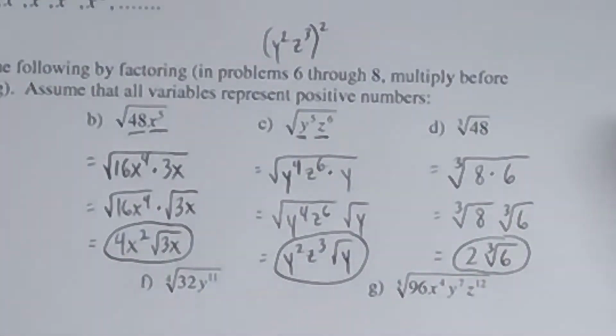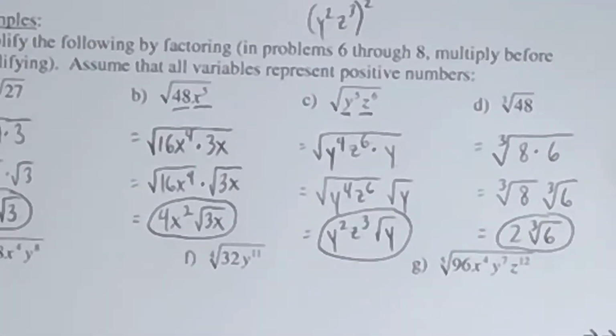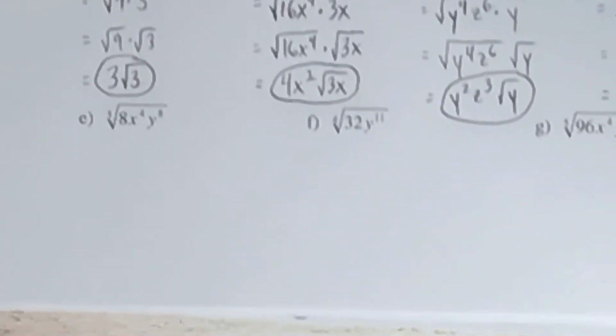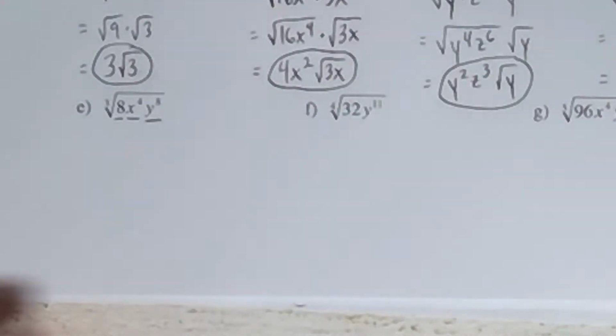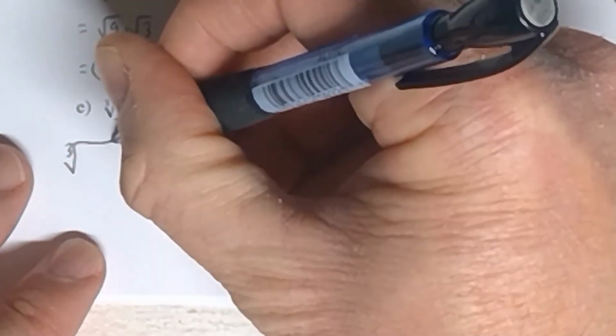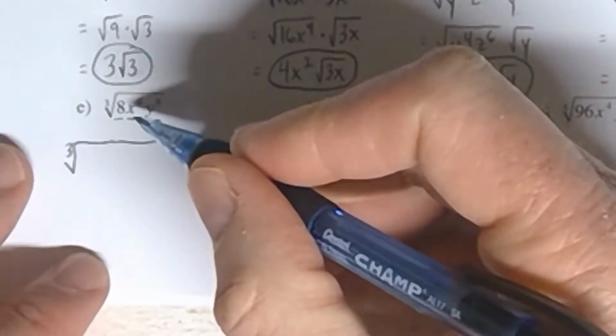Okay. Same thing in problem E down here. There's three parts here, though. Coefficient, remember you're supposed to do the coefficients separately, and you're supposed to do each variable separately. All right? Now, we need to do this in three different parts now. All right, starting out with the 8.